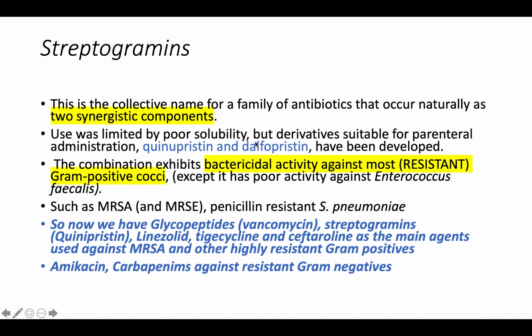Now the combination between the two has a bactericidal activity against most resistant gram-positive cocci. Not VRE, not Enterococcus especially effective, but MRSA and certain resistant pneumococci. فهلا عندنا الفانكومايسين، هذا ضفنا عليهم الستربتوجرامينز اللي هم البريستين، لينزوليد، تيجيسايكلين، سيفتارولين، هذول are main agents against MRSA. Amikacin, carbapenems إلى الآن هذول our main thing that we use against gram-negatives, resistant pathogens.